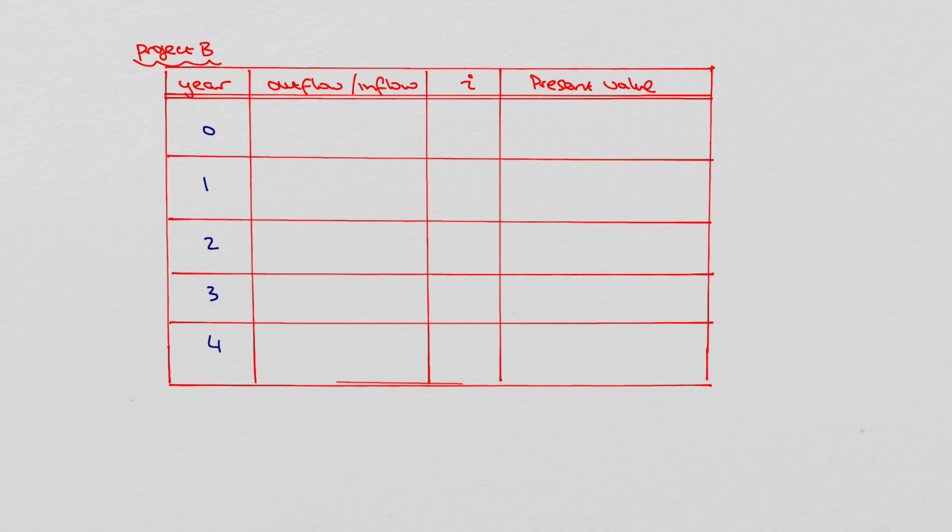So for Project B, in year 0, we had 5,000 going out. It's still the same interest rate, so it's still 0.06. And therefore the present value in year 0 is just going to stay as 5,000. So we don't have to do anything to that one. In year 1, we have 2,000 going out, 0.06. Therefore I have to discount that back 1 year. So that's 2,000 divided by 1.06 to the power of 1. And therefore that gives me a value of minus 1,886 euro and 79 cent.